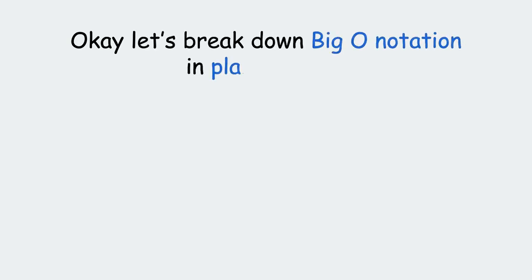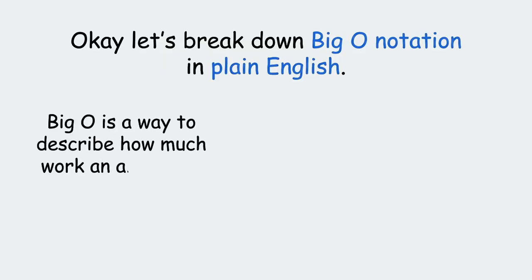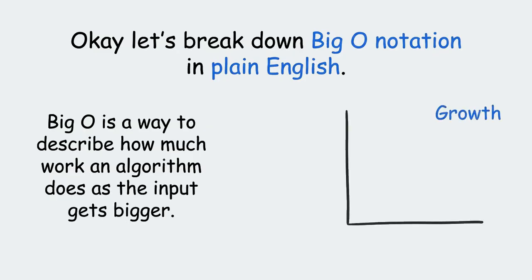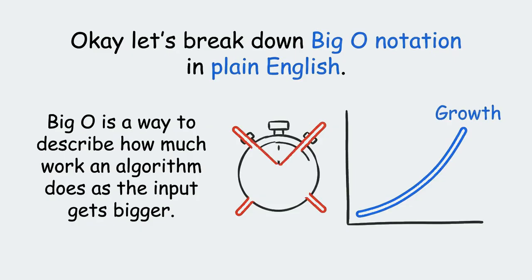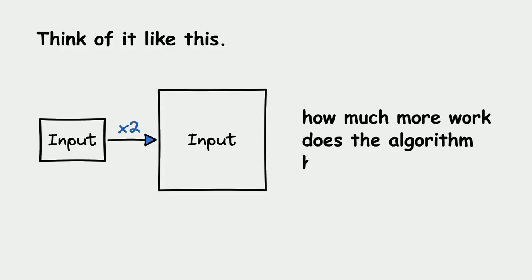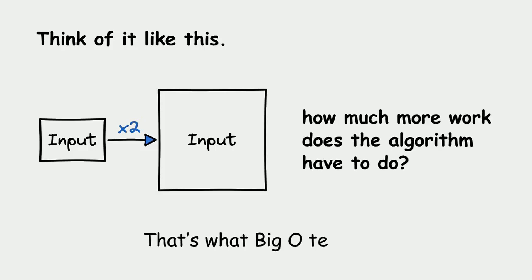Okay, let's break down Big O notation in plain English. Big O is a way to describe how much work an algorithm does as the input gets bigger, not in seconds or milliseconds, but in terms of how the work grows. Think of it like this. If you double the input, how much more work does the algorithm have to do? That's what Big O tells you.